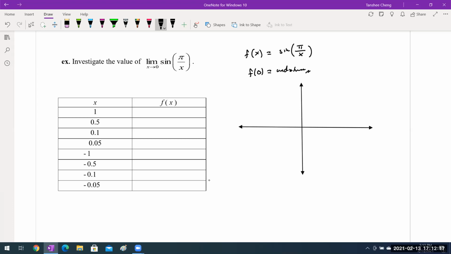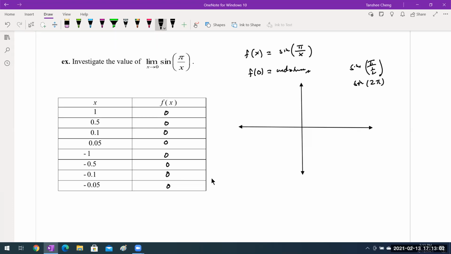From the previous example, let me put in some values and see what's going on. If I plug in 1, that will be sine of pi, which is 0. When I plug in 0.5, which is half, that will be sine of pi over half, which is sine of 2 pi when you reciprocate it. Sine of 2 pi is again 0. If I continue, sine of pi over 0.1 is still going to be 0, and so on and so forth. If you use a calculator, you get all of them 0.